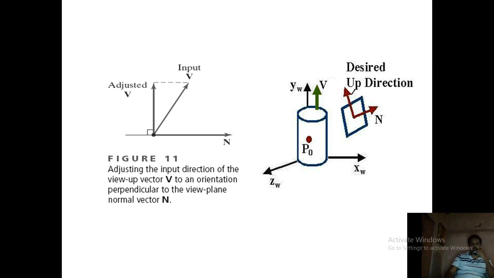If it is not aligned, meaning you have not decided exactly, then you project the input v onto a projection plane. The input v has been given like this, but it is not exactly perpendicular, so you project it onto the plane and then adjust v. Then automatically n and v will be perpendicular, right? This is the desired up direction. On the right side you can see the desired up direction; actually v is this, and you take a projection and then adjust it, right?